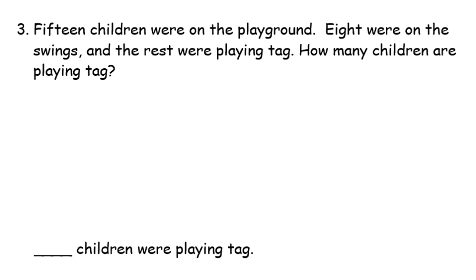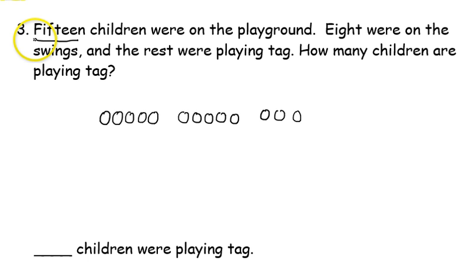Question 3 says 15 children were on the playground, 8 were on the swings, and the rest were playing tag. How many children are playing tag? Since we're starting with 15 children, I'll start my drawing by showing 15 circles, and I'll draw those again in groups of 5. So I have one group of 5, and then another group of 5 makes 10, and then 5 more gives me a total of 15.